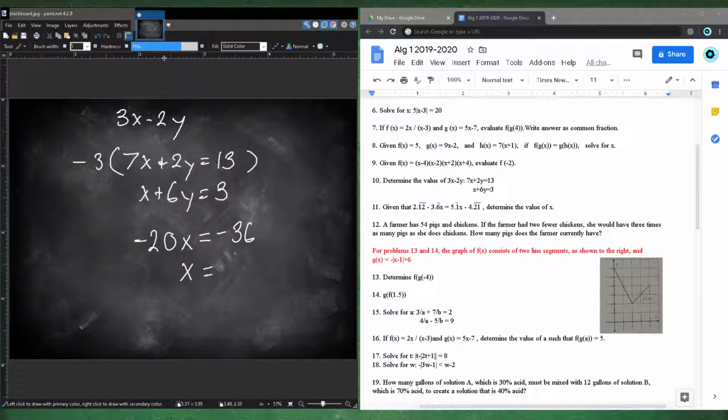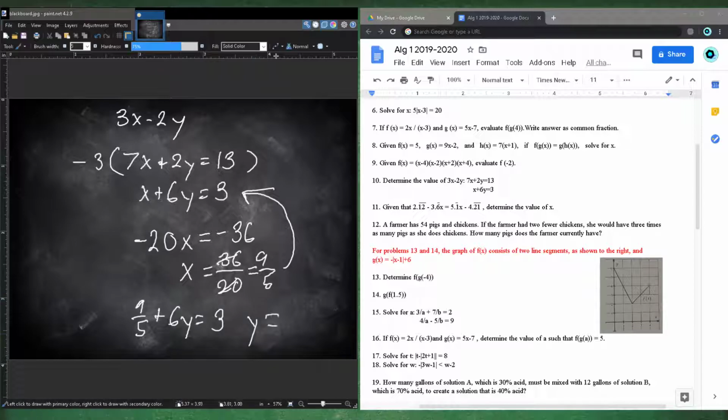And then 36 divided by 20, right? The negatives cancel each other out. So then that's divided by 4 is 9, and 20 divided by 4 is 5. Okay, so we got x is equal to 9 over 5. So using that, we could plug it into one of these equations to get the other one. So let's do this one because it looks easier. So this one is 9 over 5 plus 6y is equal to 3.